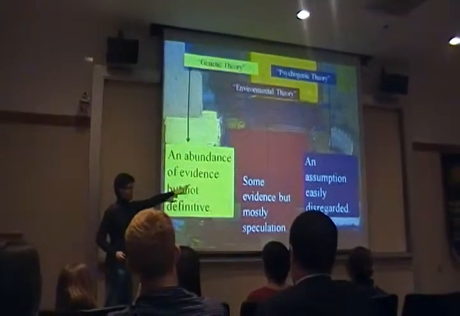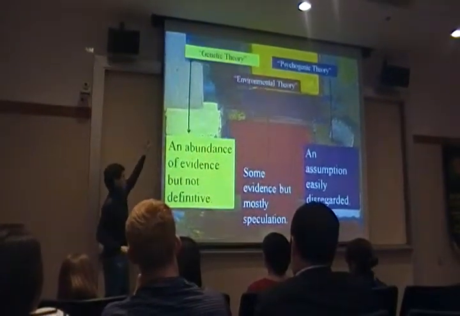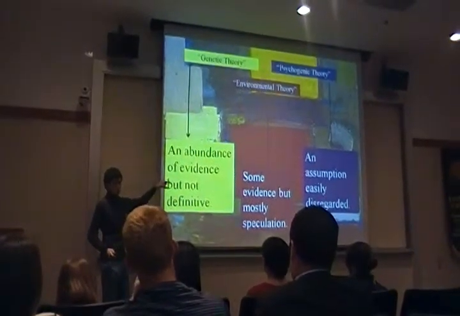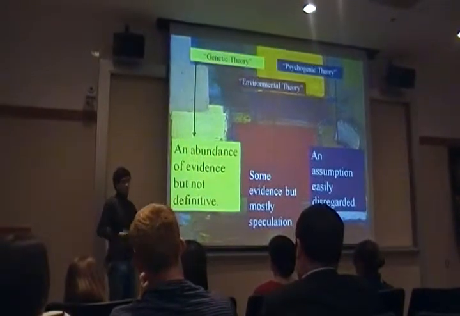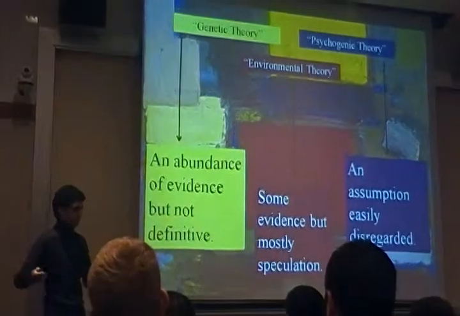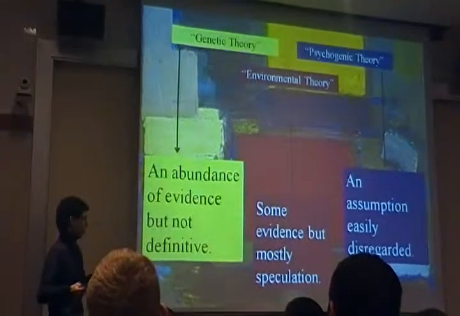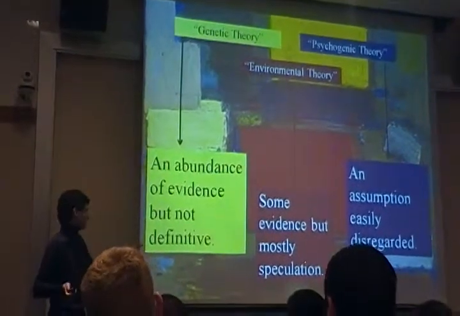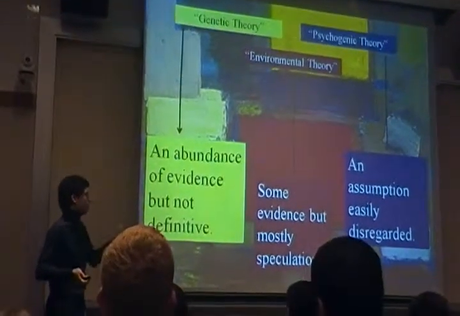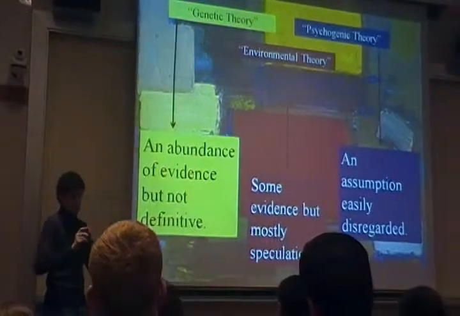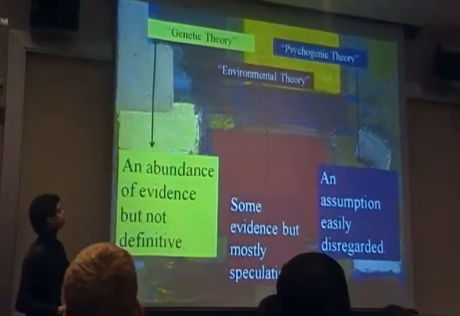Now, here are my takes on each of these theories. With the genetic theory, I say there's an abundance of evidence, but it's not definitive. You don't know what chromosome is affected. You don't know what gene code is affected. You don't know anything about where it's affected and everything like that. So it's not definitive, and you're not really sure if autism is really genetic at all. But I think there's a bunch of evidence to say that it might be the case.